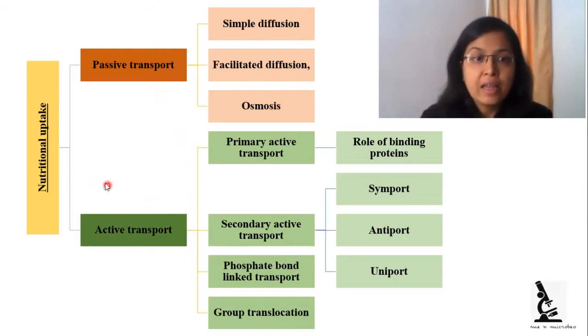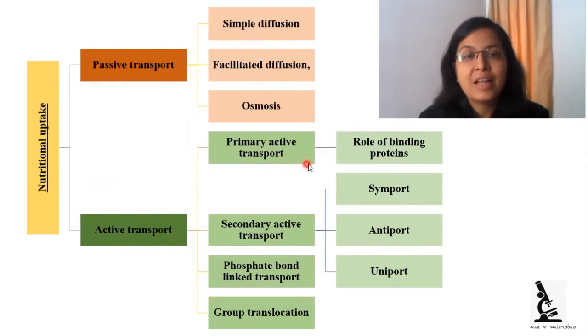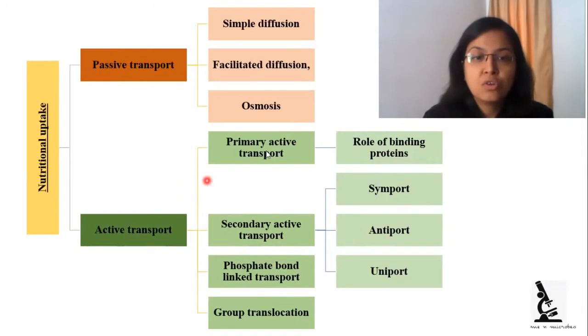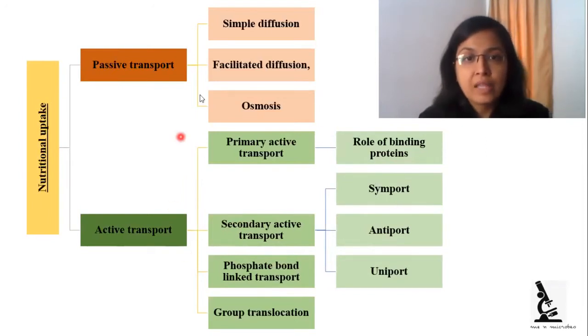In active transport, first is primary active transport, which involves the role of binding protein. Secondary active transport has three types: symport, antiport and uniport. The third in active transport is phosphate bond linked transport, and the fourth is group translocation. So this is quite an interesting topic.